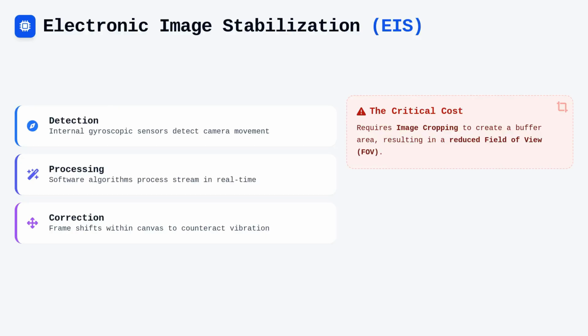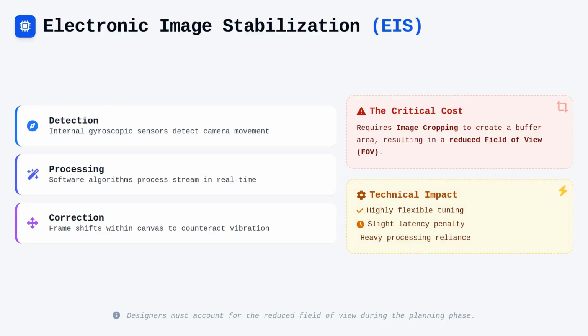By cropping the edges, the camera effectively reduces its field of view, which you must always account for during the design phase. From a software perspective, EIS is highly flexible, as it can be tuned to ignore specific movement patterns, but it relies on processing power and incurs a slight latency penalty while the image is buffered and digitally aligned.